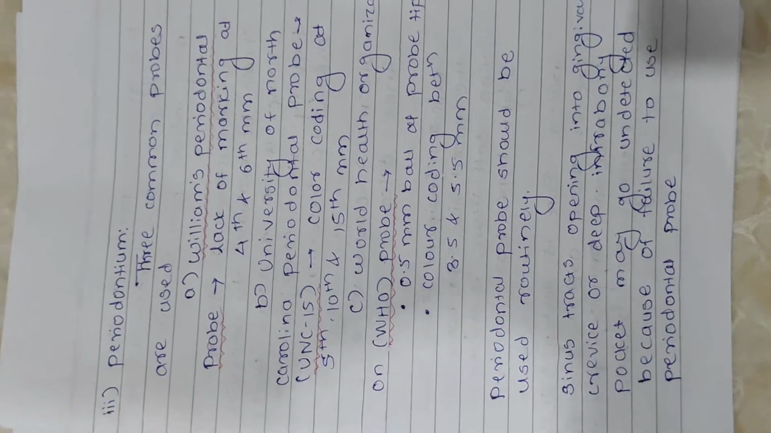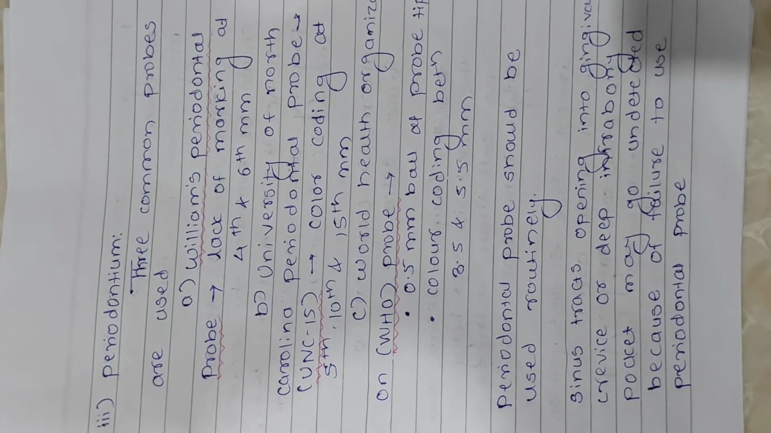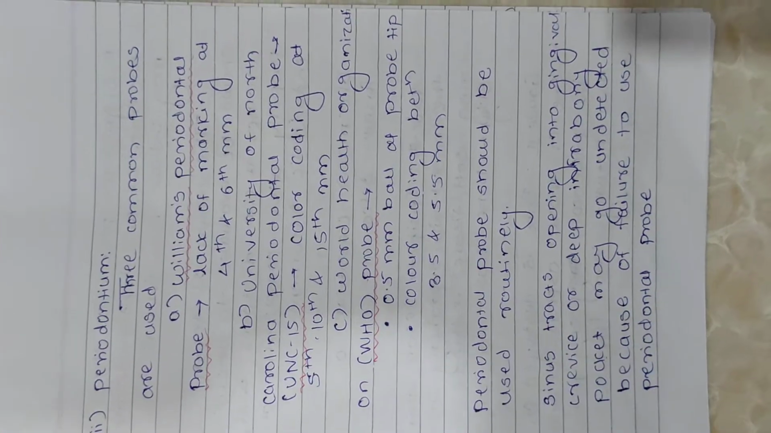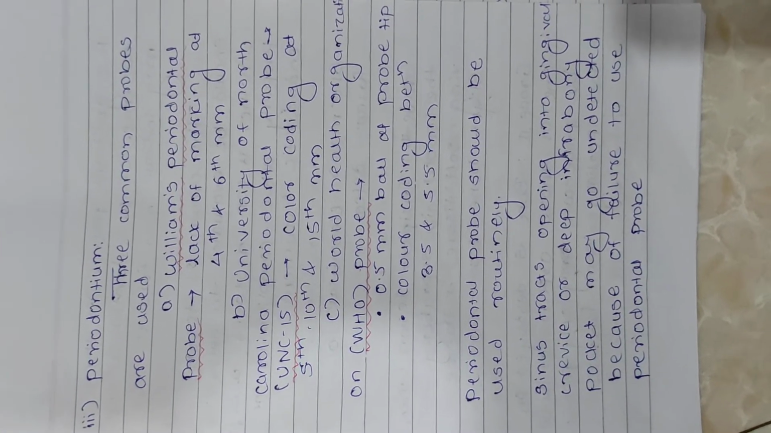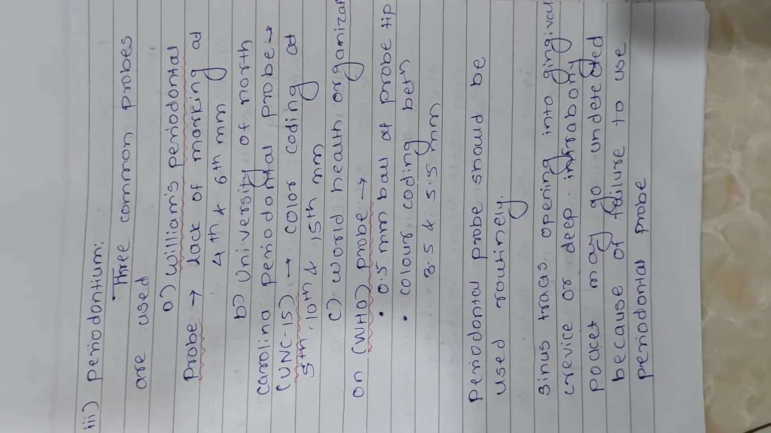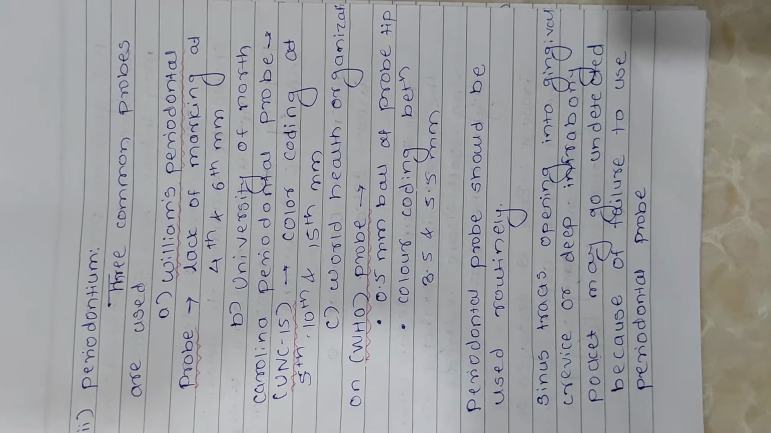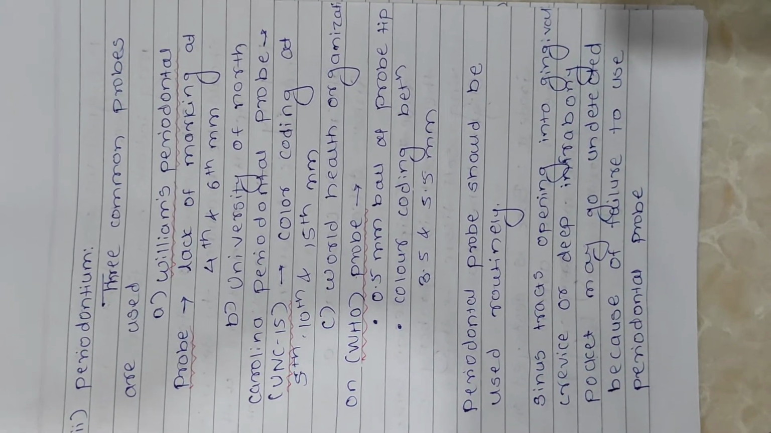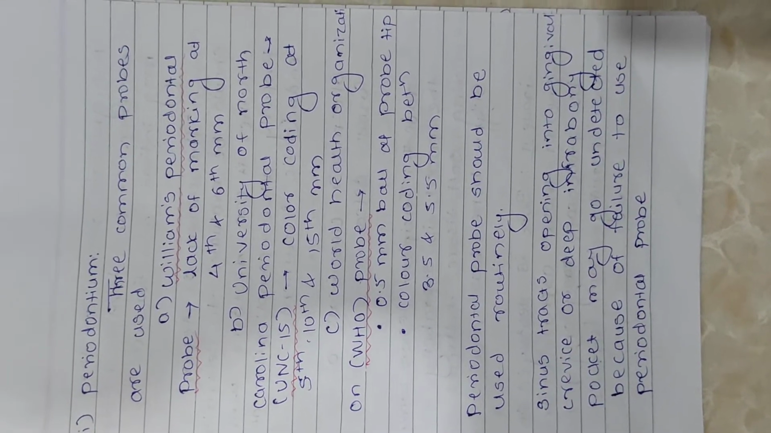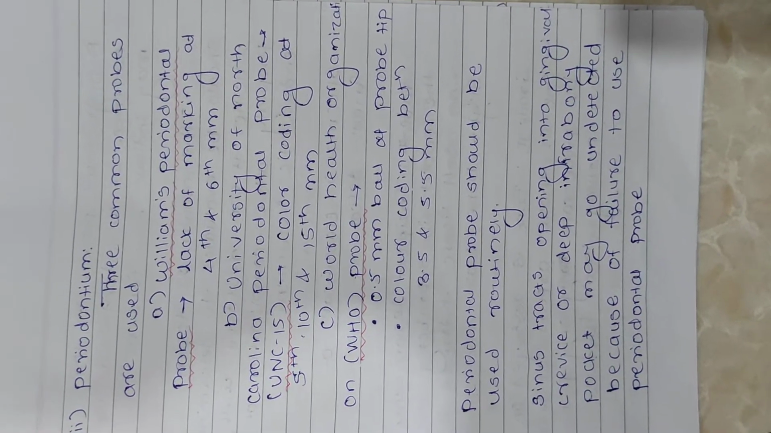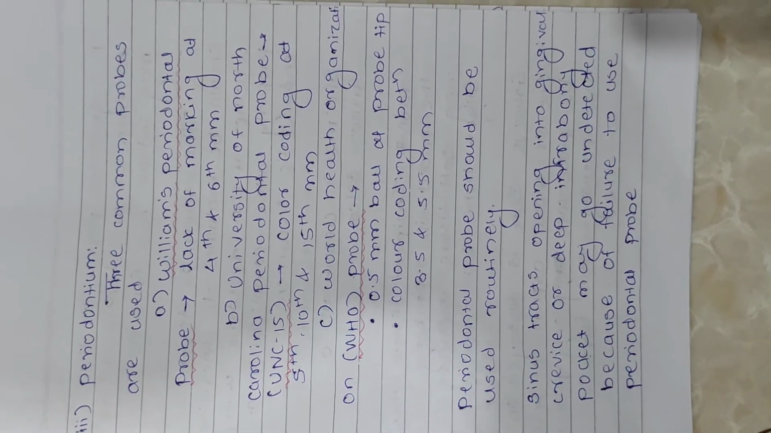Now we will see about periodontia. Three common probes are used. These probe names are important in view of MCQs. First one is Williams periodontal probe. There will be a lack of marking at the 4th and 6th millimeter. UNC probe, color coding is present at the 5th, 10th and 15th millimeter. WHO probe, a 0.5 millimeter ball is present at the probe tip and color coding is between 3.5 to 5.5.